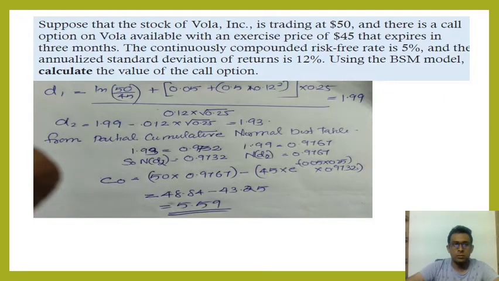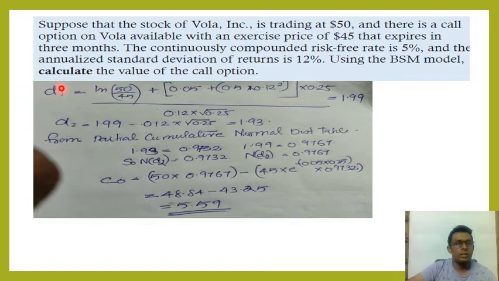Coming to the problem, suppose the stock of Vola Incorporated is trading at 50, with a strike price, exercise price, of 45 in 3 months. The continuously compounded risk-free rate is 5%, standard deviation is 12%. Using the BSM model, calculate the value of the call option. For calculating the value of the call option, first we'll have to calculate d1 and d2. From d1 and d2, it's a simple calculation to value our call and put option. We'll find out the call option since only the call option has been asked. If the put option is asked, use the simple formula of put-call parity.